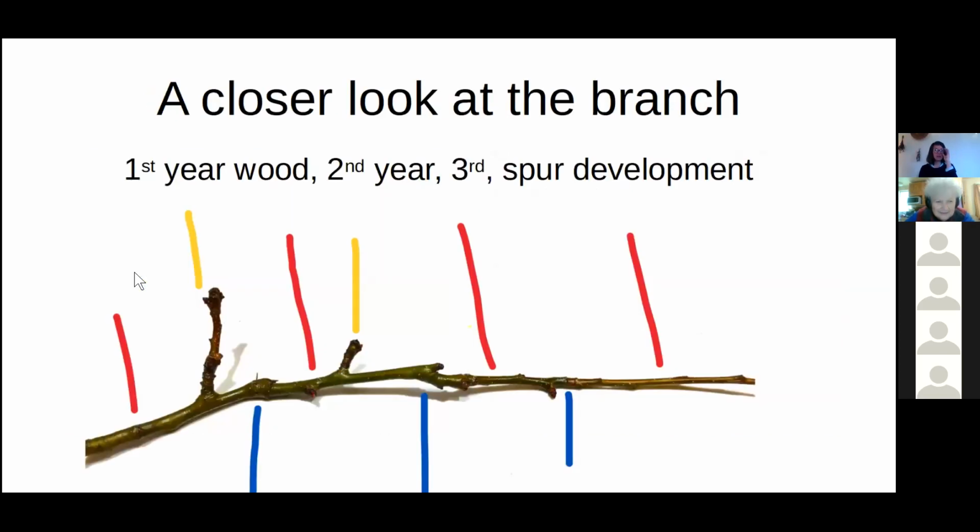Okay, so I wanted to take a little bit closer look at the branch here and what's important as we move forward. So in the red, what you'll see is this is pointing to different year growth of branchwood. This red here is first year growth. This one is second year growth, third year, and fourth year. And the blue is pointing to the bud scars. So there's a scar, there's a scar, there's a scar. This is showing a little marker or indication of the end of one year's growth and the start of the next year's growth.